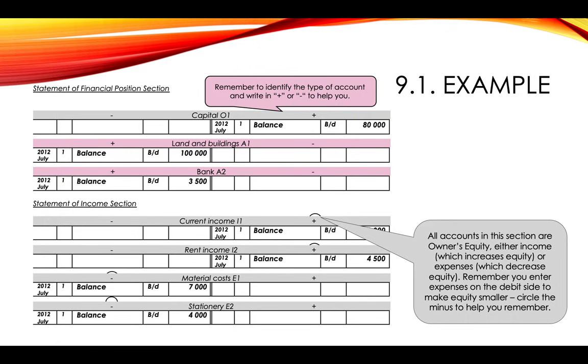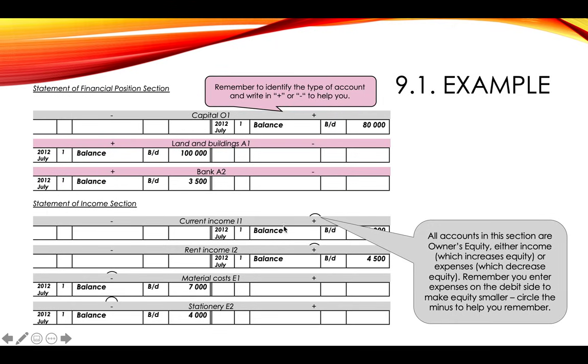Interestingly, in your statement of income section, each and every one of these accounts is either an income or an expense. In other words, all of them are equity accounts that would go minus plus. So whenever you come to your statement of income section, sometimes known as a nominal account section, all of the accounts will go minus on the debit side, plus on the credit side. But now, remember I told you, so that you don't get confused, circle which side you're needing to work on.